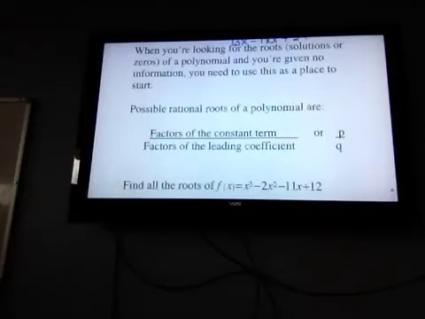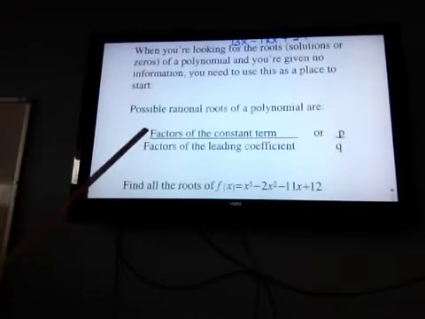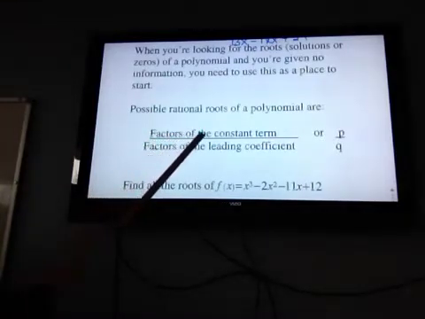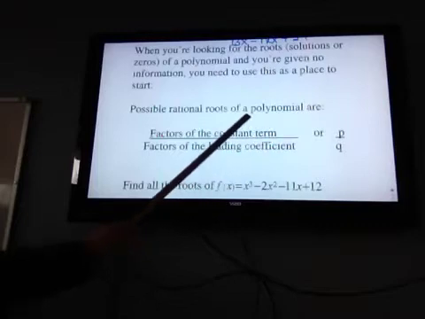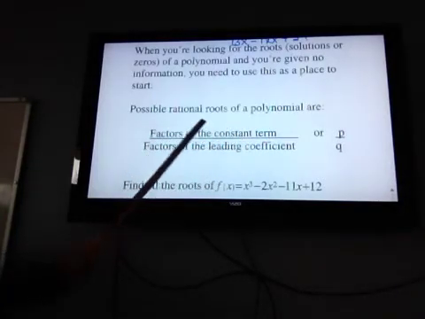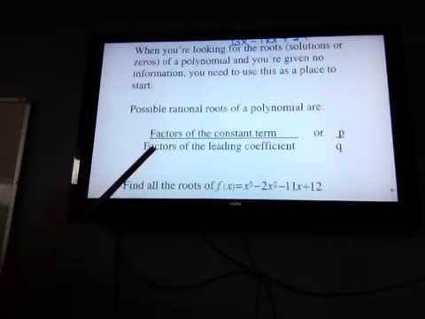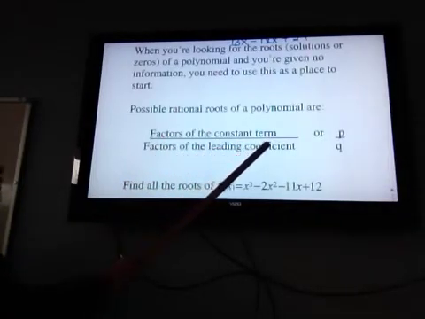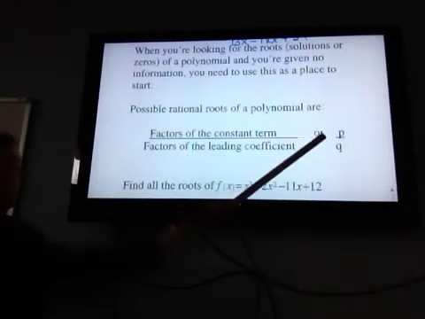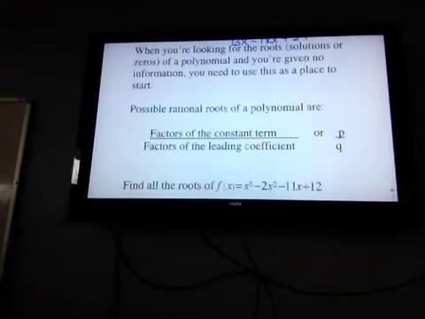Rational roots of a polynomial. To find the possible rational roots of a polynomial, you create the possibilities by taking all the factors of the constant term divided by all the factors of the leading coefficient. We refer to this in math sometimes as your P over Q's. I don't know why P and why Q, but that's what we do.